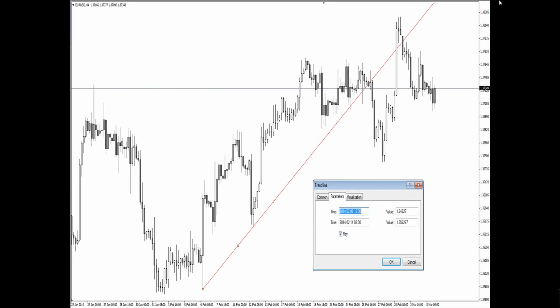So this is basically how you draw a trend line. You need to draw it from point A to point B. So this is point A, this is point B. And when you right click on the trend line, you should check ray. That means that the trend line is rayed out into that direction. So when you connect this point with this point, you will see this trend line.